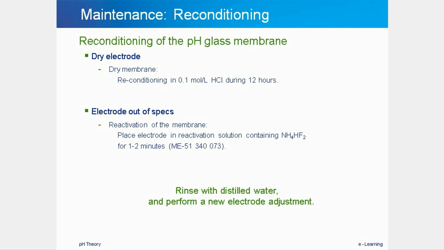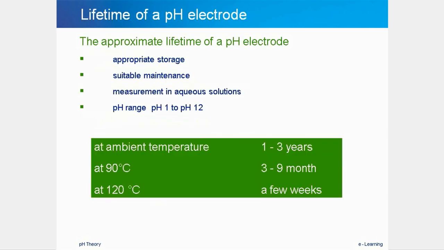It eats away part of the glass membrane and brings a fresh layer of the membrane into contact with the solution. When using this solution, be careful not to leave the electrode in this too long, otherwise the whole pH-sensitive membrane is eaten away and the electrode doesn't react to the sample anymore at all. Again, after these regeneration steps, the electrode needs to be calibrated before use.